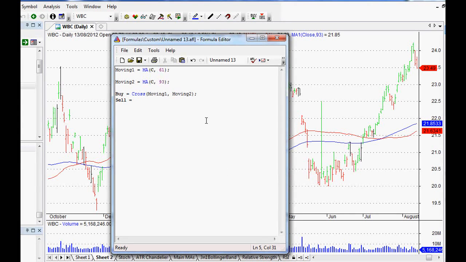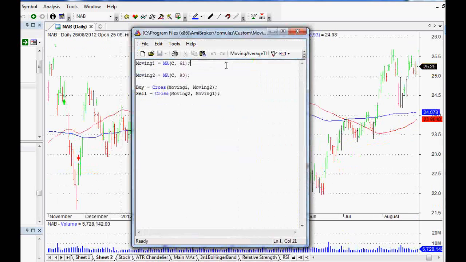Close that off with a semicolon, and then a sell would be just the opposite, a cross of moving 2, which is our 93-day moving average, going above moving average 1. So in other words, the reverse. Moving 1. We'll close that off with a bracket and a semicolon, and that should give us enough information for our trading system to implement.